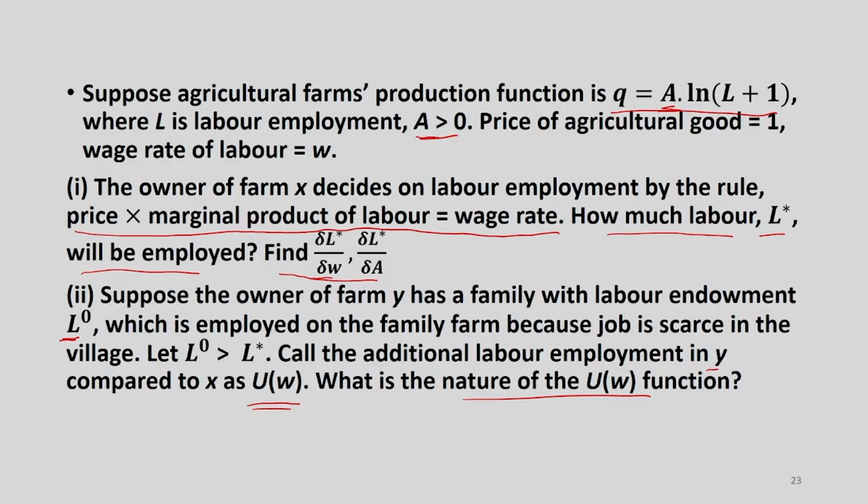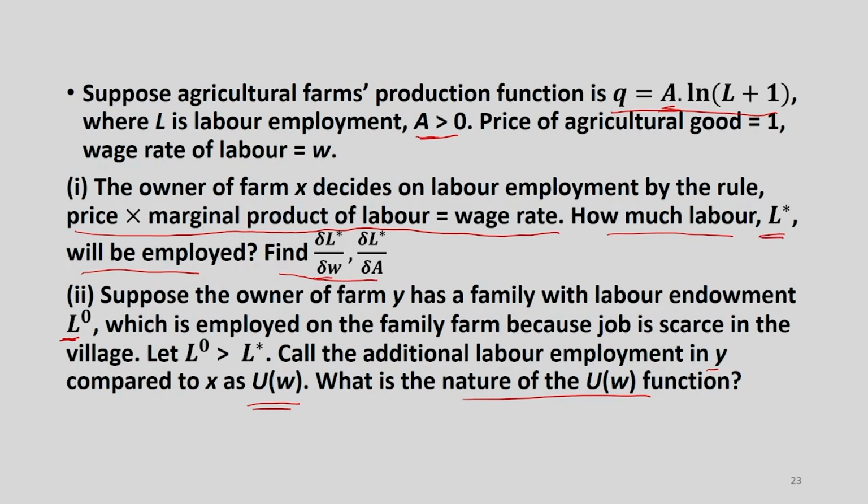Just to think about it, how to approach the problem and what this problem is trying to say. There are two firms in this agrarian economy, X and Y. X is a firm where the owner is deciding the labor employment on the firm by this rule, price multiplied by marginal product of labor is equal to wage rate. From this rule, the L, that is labor employment, can be found out, that we shall see, and that employment is given by L star.